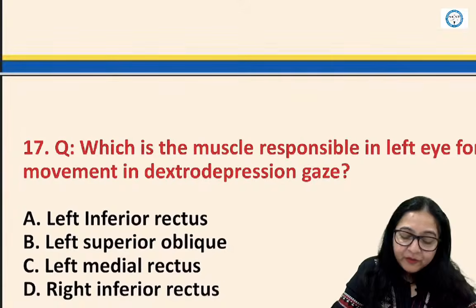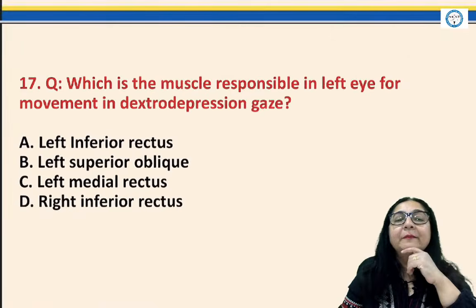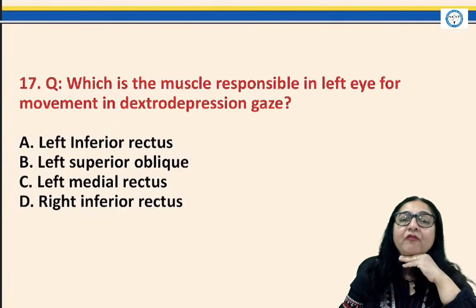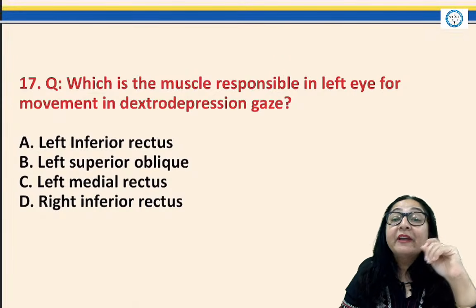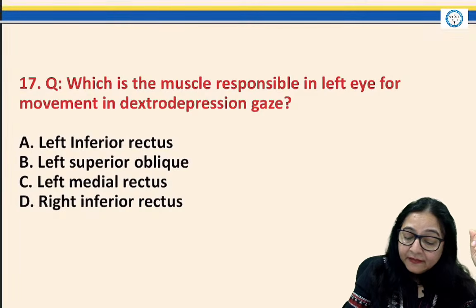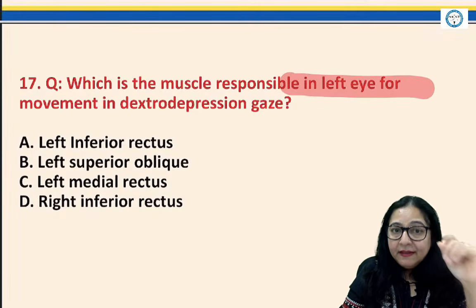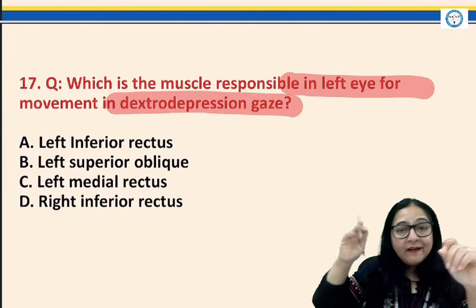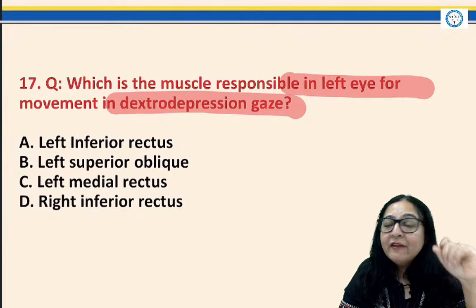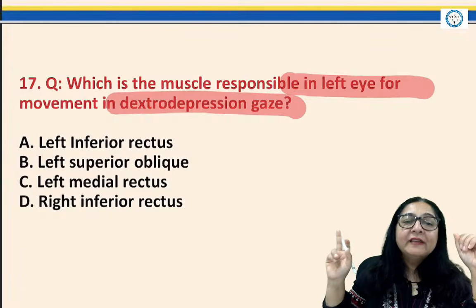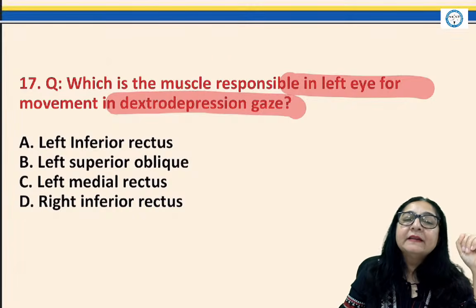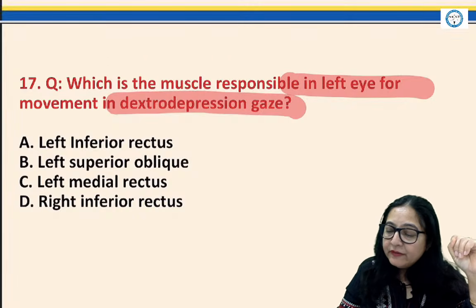Okay, moving to the next question, beta, which is related to your extraocular muscles. Which is the muscle responsible in the left eye for movement in the dextrodepression gaze? They can ask you questions about the muscles. The eye is in dextrodepression gaze, that is a right and down position. So which will be the muscle responsible in the left eye for this movement? Is it left inferior rectus, left superior oblique, left medial rectus, right inferior rectus? So what is your choice, beta?